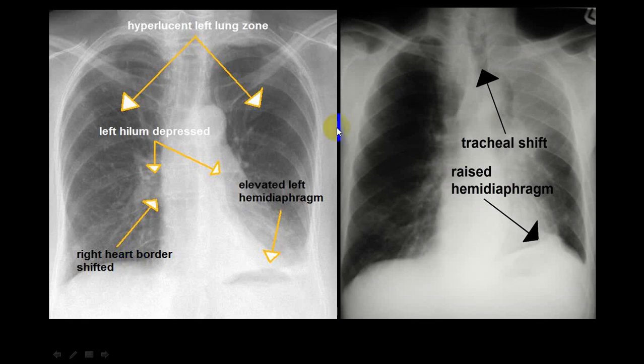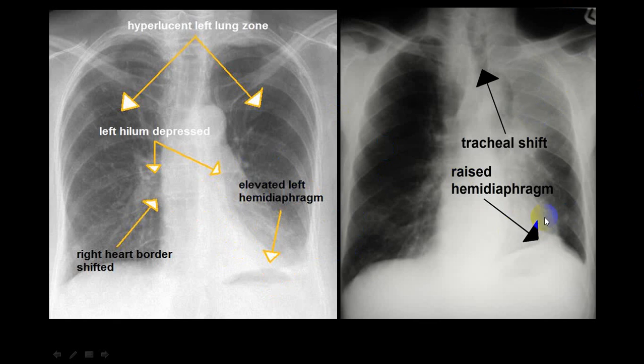This is directly an explanation that the left hilum is depressed, the right heart border is shifted, and there is an elevation of the left hemidiaphragm. So if you get such things, what is the possibility? You should try to identify. So shift of hilum, this hilum is depressed down, diaphragm is pulled up. So it has to be due to a collapse in an upper lobe.